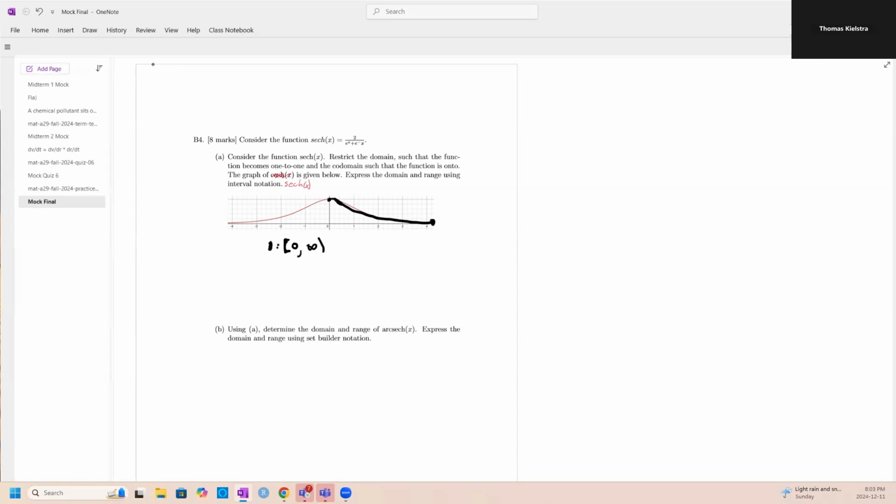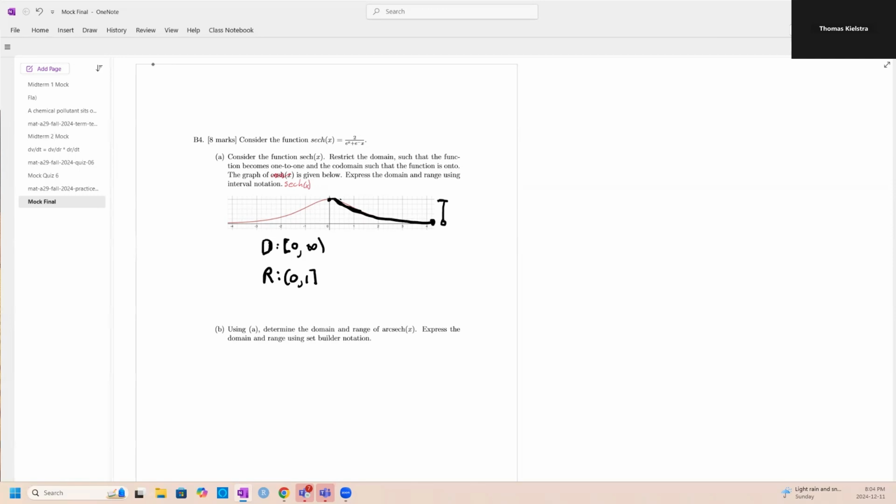This entire thing passes the horizontal line test, so we're 1 to 1. This means that my range would be not including 0 up to and including 1, because here I am, but I never get to 0. Okay, so that is my domain and my range. I've got my interval notation for my domain and range.